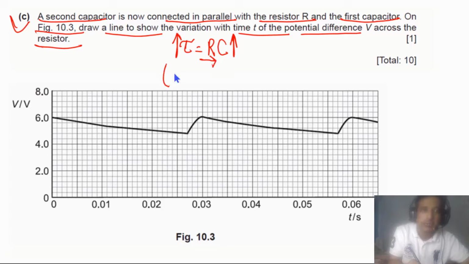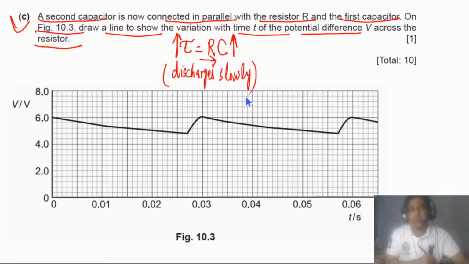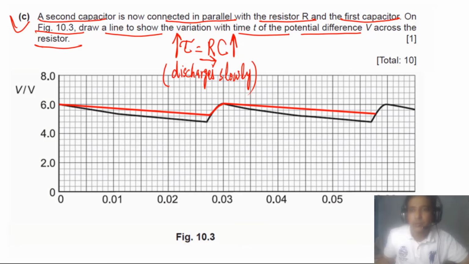If tau increases, it means the capacitor discharges slowly. So we can simply write down: capacitor discharges slowly. And if this point is clear to you, now we need to sketch a curve on the previous curve. Let me show you how you can sketch in a nicer way. This is how you can sketch.